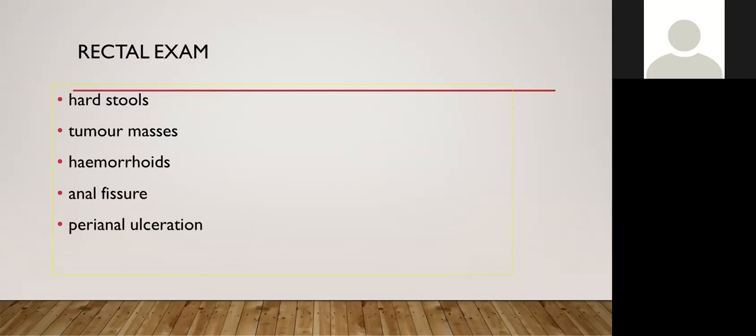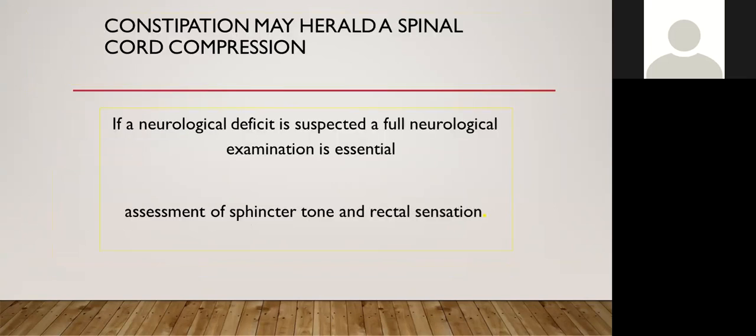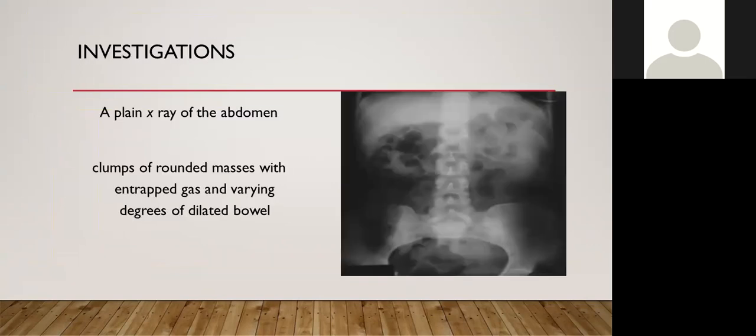One is to look for the hard stools, look for tumor masses, hemorrhoids, anal fissure, or perianal ulceration. Next slide. And the important thing about rectal examination is constipation can herald a spinal cord compression. So you have to do a rectal examination if you suspect neurological deficit, to look for sphincter tone and rectal sensation. Plain X-ray abdomen is the simplest investigation that we can use.